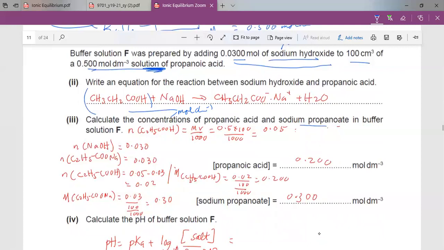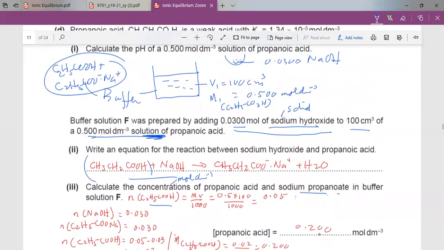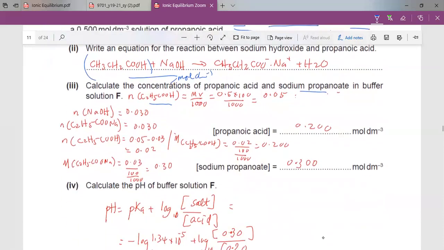So first of all, you've got to find how many moles of my propanoic acid there are. Moles of propanoic acid: of course, molarity I know is 0.5, volume is 100, so this is the number of moles. This is the unreacted.